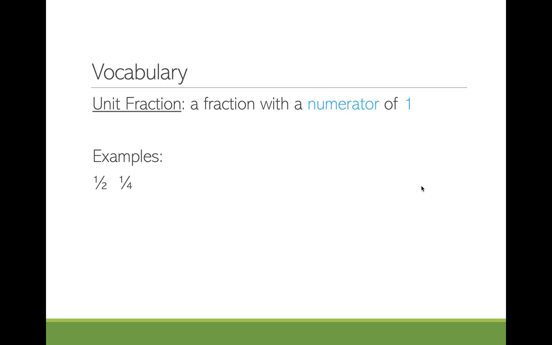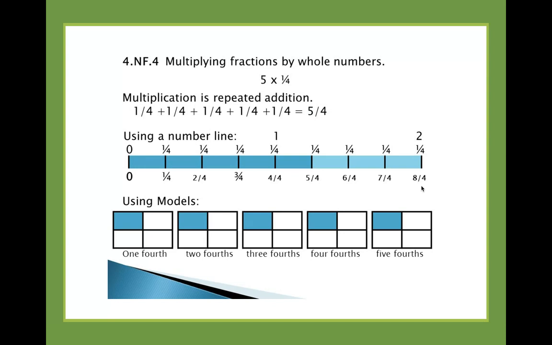So unit fractions are fractions with a numerator of 1. They can have any denominator. This is an example of how repeated addition is related to multiplication. So 5 times 1/4 is the same as saying 1/4 plus 1/4 plus 1/4 plus 1/4 plus 1/4. And you get 5/4.